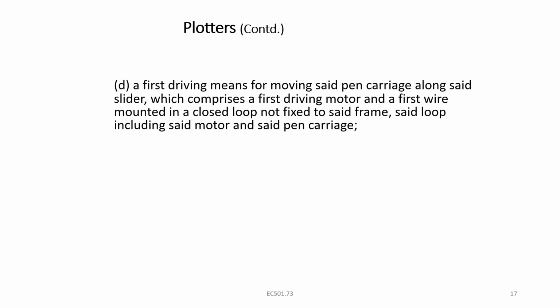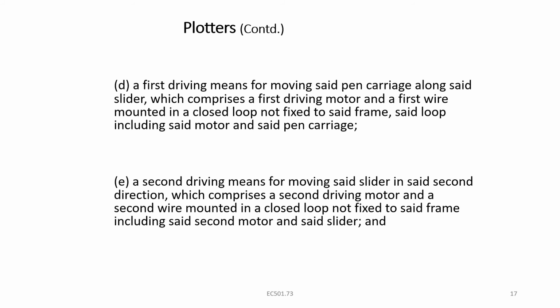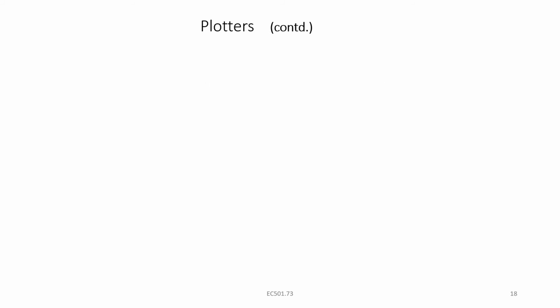A first driving means for moving said pen carriage along said slider, which comprises a first driving motor and a first wire mounted in a closed loop, not fixed to the said frame, said loop including said motor and said pen carriage system. The second driving means for moving said slider in said second direction, which comprises a second driving motor and a second wire mounted in a closed loop, not fixed to said frame, including said second motor and said slider.